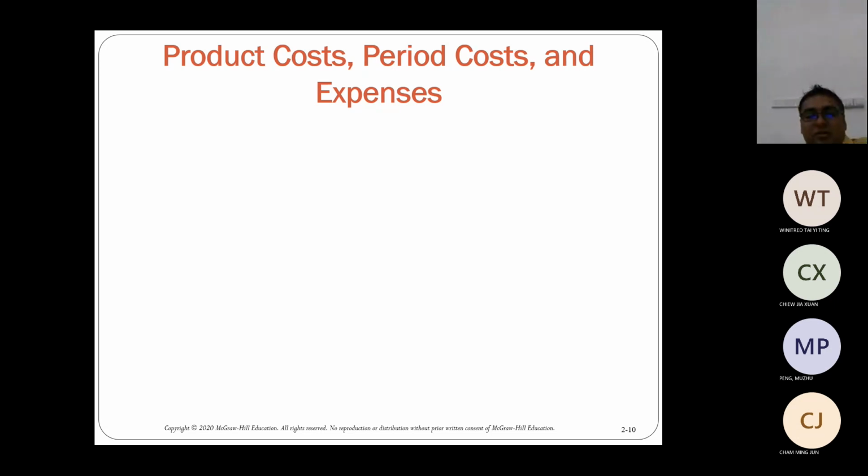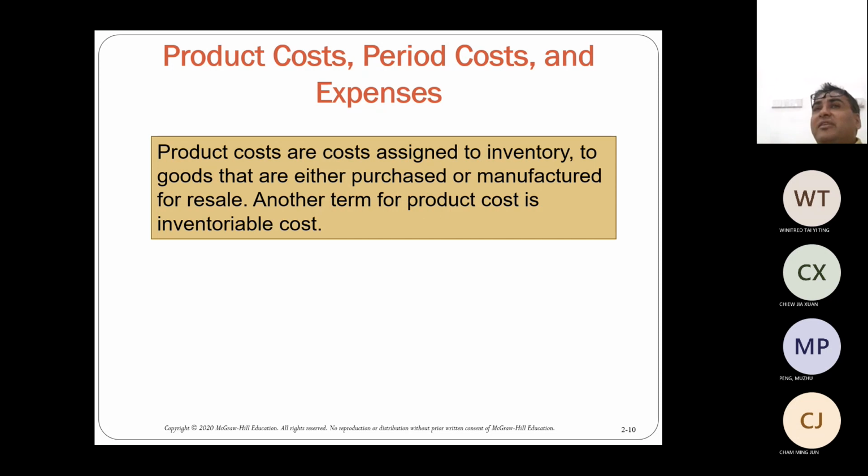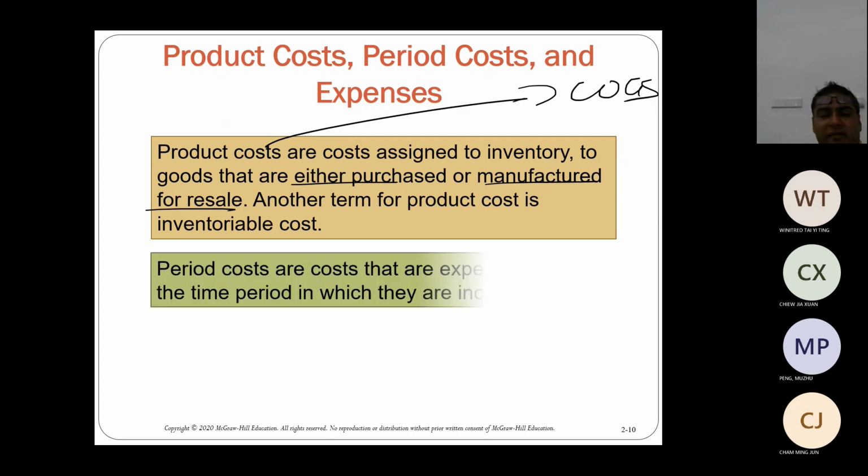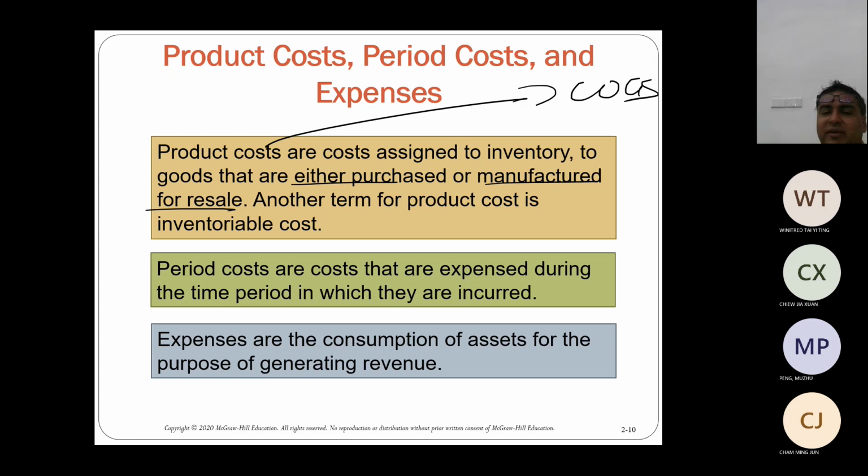Learning can be any time, but it's stressful. Now, product cost, period cost, and expenses. Students at home so far, are you all following? Yes. Okay, good. Please ask questions, students at home. Let's look at product cost, period cost, and expenses. What are product costs? Costs that are assigned to inventory. Remember, I say product cost is equal to inventory cost. So product cost is always related to your cost of goods sold, and to goods that are either purchased or manufactured for resale. Another term for product cost is inventoriable cost. Next, period costs are costs that are expensed during the time period in which they are incurred. And expenses are basically the general consumption of assets for the purpose of generating revenue. So this information will always go into your profit and loss, what you see as expenses in your P&L.